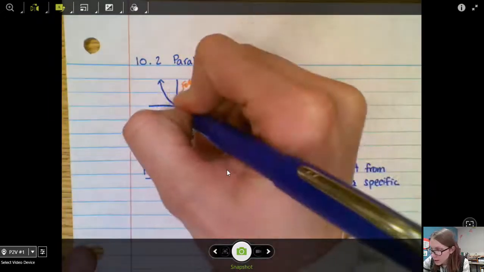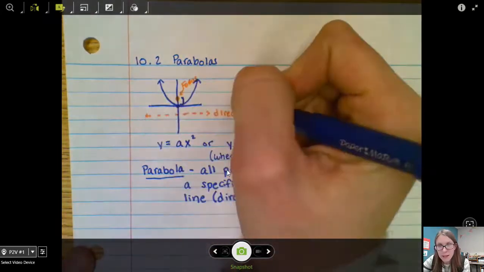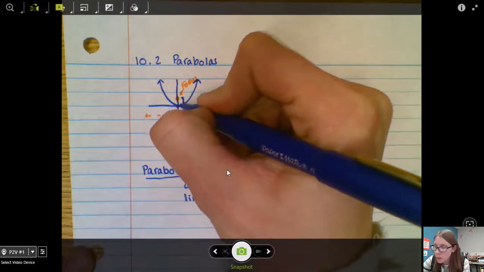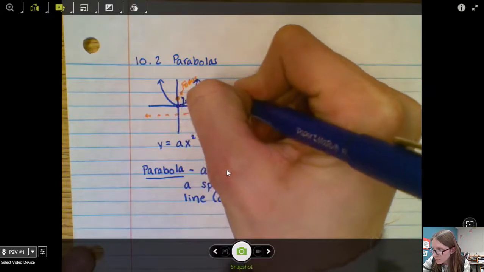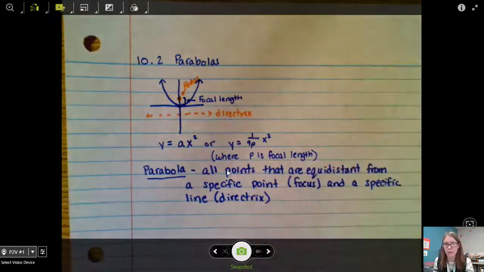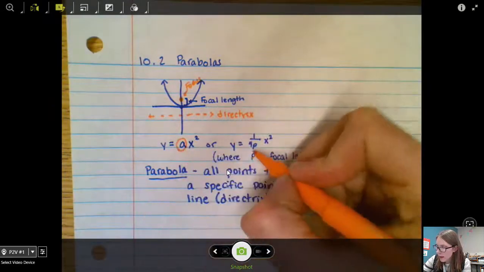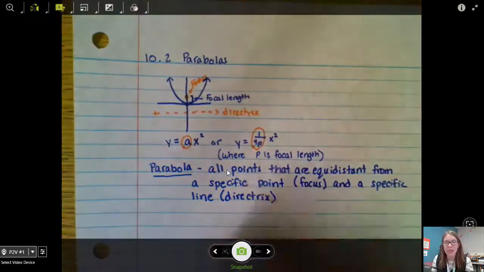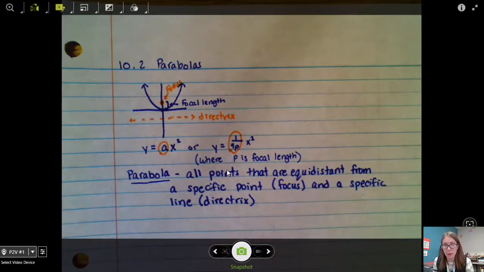So here's my parabola, the vertex is right here. This distance from the focus to the vertex is the focal length. Okay. So in both of these equations, a and 1 over 4p, these tell you the same number. Whatever number is in front of the x squared is really what 1 over 4p is. So based on our equation, we could figure out where a focus and a directrix would have to be.